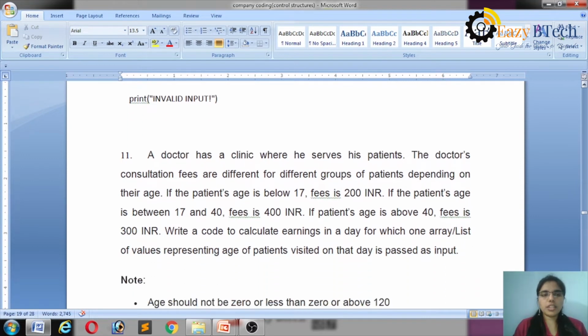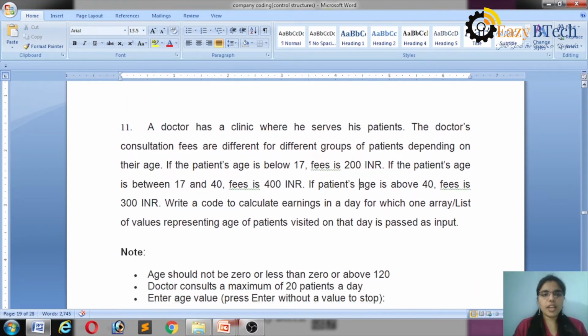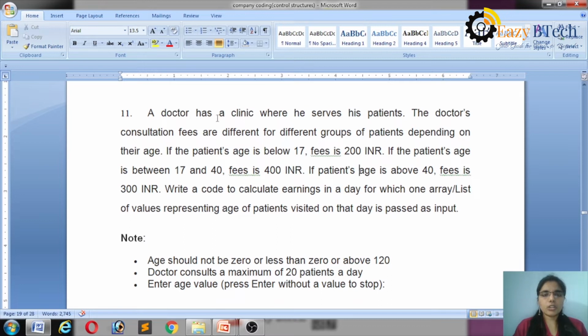First of all, you have to read the description carefully. A doctor has a clinic where he serves his patients. The doctor's consultancy fees are different for different groups of patients depending on their age. If the patient age is below 17, fees is 200. If the patient age is between 17 and 40, fees is 400. If patient age is above 40, fee is 300.